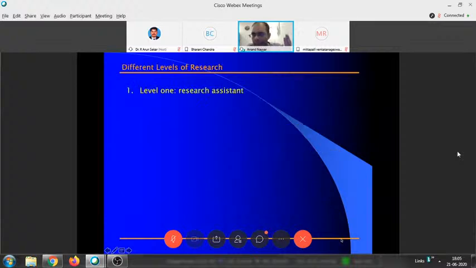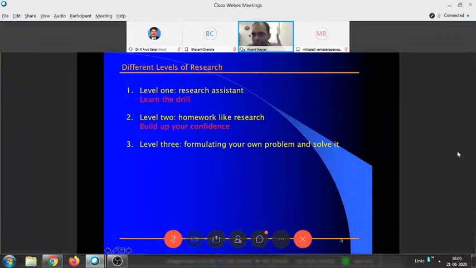So, different levels. Level one, research assistant. Level two, homework-like research, build your confidence. Level three, formulating your problem and solving it. This is where you start your PhD. So first of all, challenge yourself. Are you fit for the PhD or are you doing the PhD just to go for promotions? Make yourself mentally ready: are you for PhD or are you not for PhD?